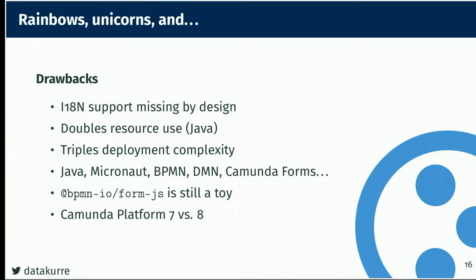Camunda Platform 7 is licensed under the Apache license, so it's fully open source. But Camunda Platform 8 has a custom license that, even though the source is available, restricts many usual use cases if they compete with their commercial offerings.